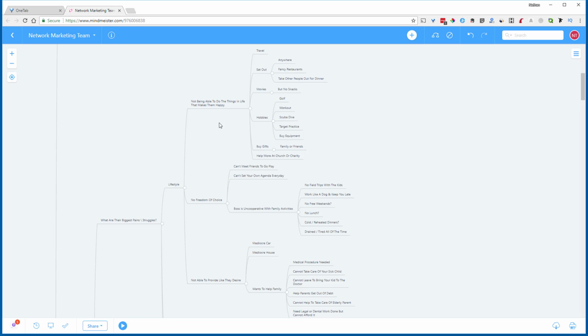So also, what about hobbies? Maybe they can't go play golf, they can't go work out, they can't go scuba diving, they can't go to target practice if they want to go shoot. They can't buy equipment that they want to go do fun things. They can't buy the gifts that they want for their family or their friends or their spouse or their kids that they want to shower them with. Or maybe they want to help out more with charity or church. They don't have the necessary funds to do that kind of thing. And then the other part, so freedom of choice.